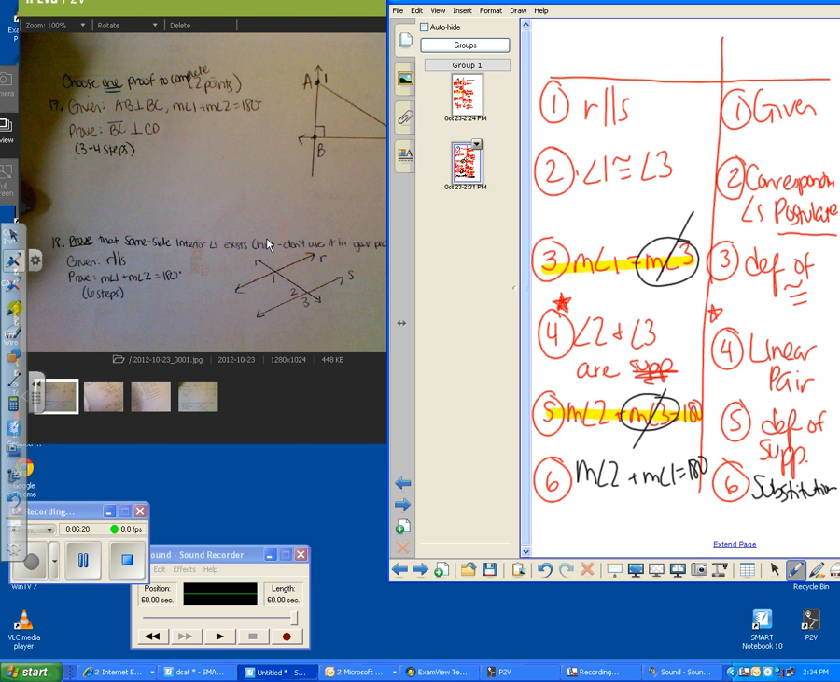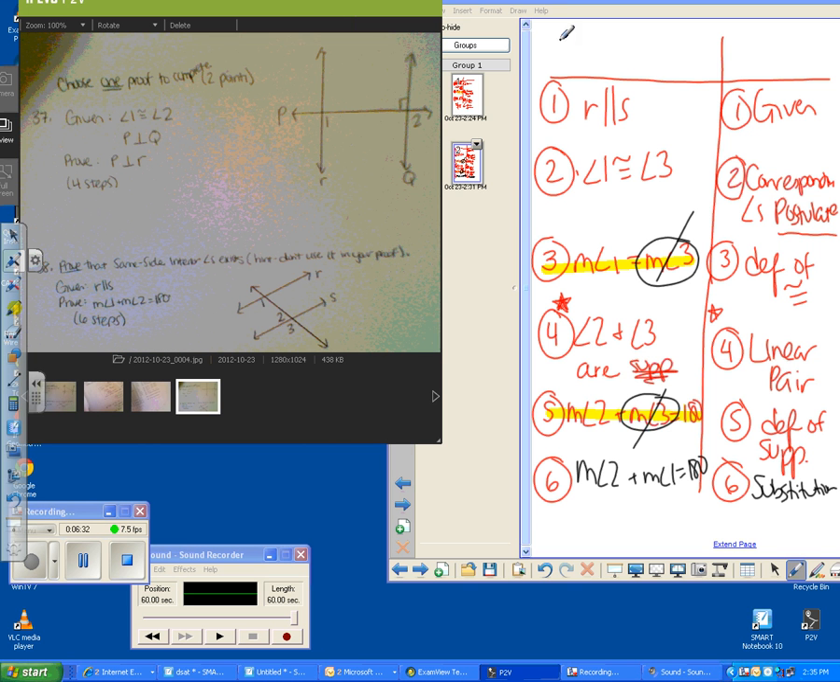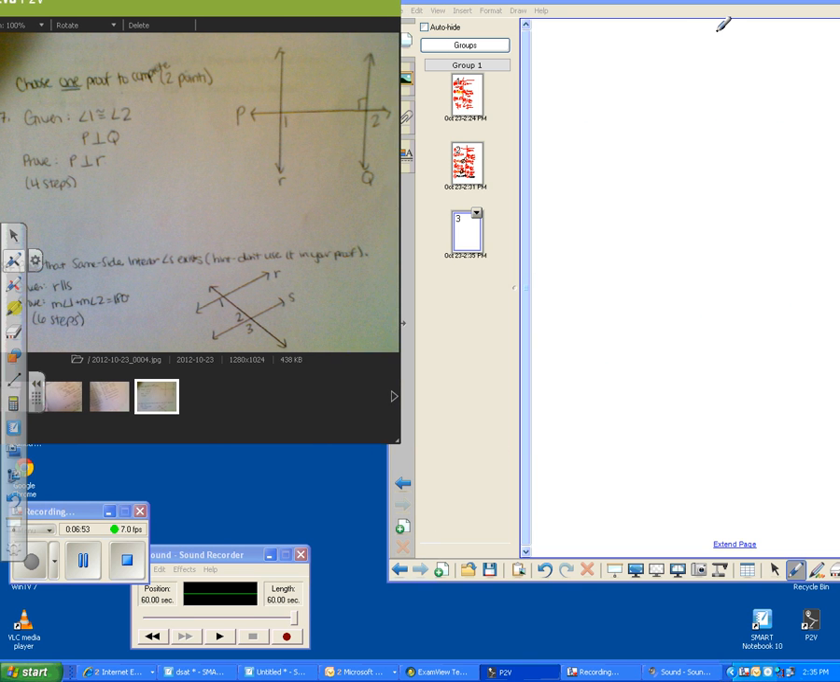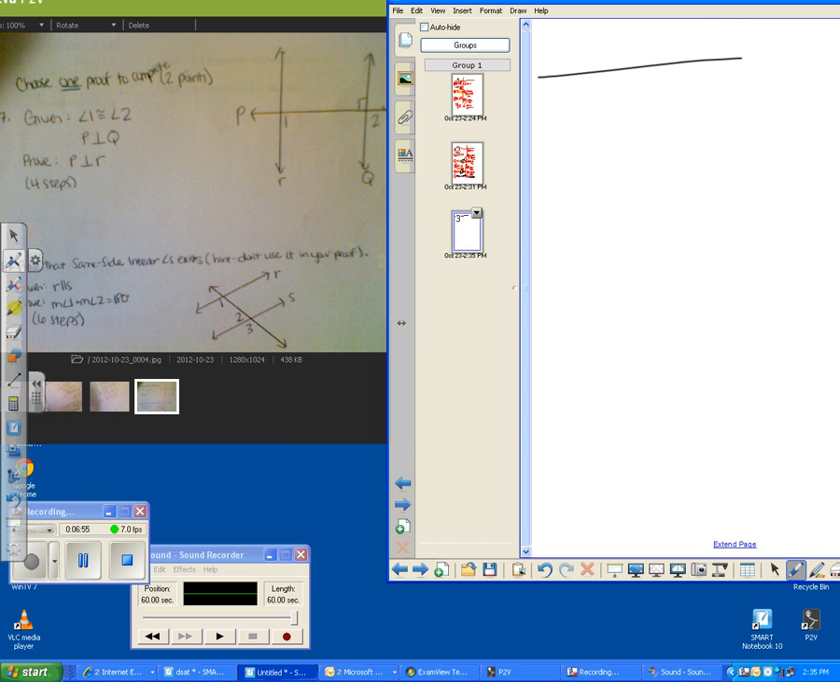Okay, the last proof on your test, another option, was number 37. Number 37 said, given angle 1 is congruent to angle 2, and that line P is perpendicular, or meets at a right angle, to line Q, prove that line P is perpendicular to line R. Okay, so we're going to start off with a given, and there's about 4 steps in this one. Okay, so let's see, we're going to start off with our given again, and a lot of people got this one correct, and I was impressed.